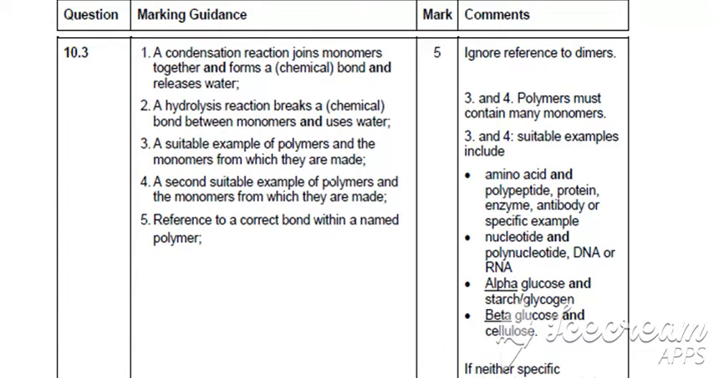You are using a suitable example, which would give you marking point 3, and you are referring to a correct bond, which would be marking point 5. You could also use glucose combining to form starch or glycogen or cellulose, but you must specify which glucose. So alpha glucose forming starch or glycogen, and beta glucose forming cellulose, and in which case you would be describing the glycosidic bond forming, but you must have and releases the water.